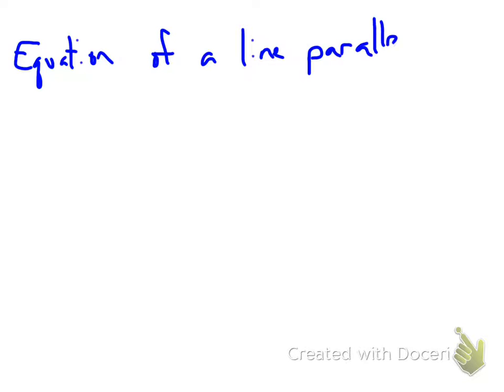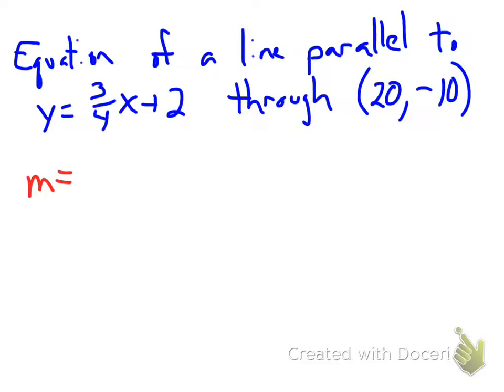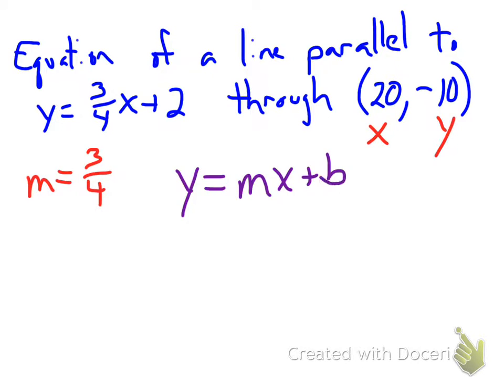Let's give one more example. For this example, I'm going to find the equation of a line that's parallel to y equals 3/4 x plus 2 that goes through the point (20, -10). Again, I want to identify the slope of this line. The slope is going to be, again, the value that is multiplying x, which is 3/4. Again, I'm given an x and a y value from the coordinate point, and I'm going to use my equation of a line, y equals mx plus b.